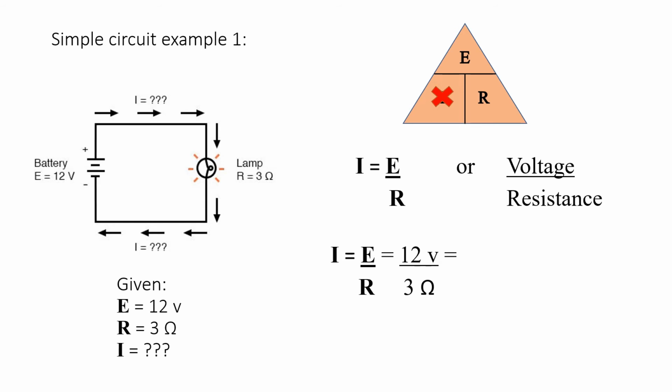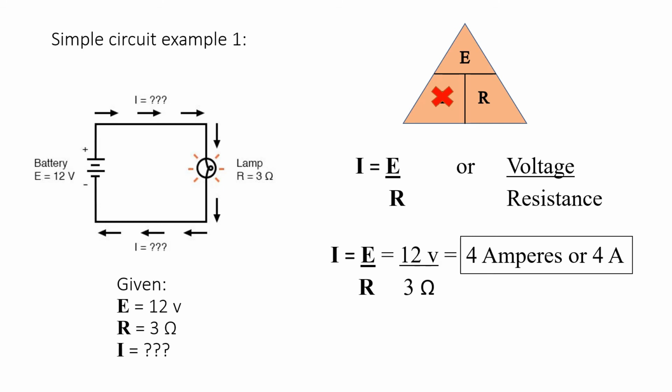Now, proceed with the mathematical operation. 12 divided by 3 is equal to 4. And then, apply the standard unit for current, which is ampere, or A. Therefore, for a circuit with a voltage of 12 volts and a lamp with a resistance of 3 ohms, the current is equal to 4 amperes.